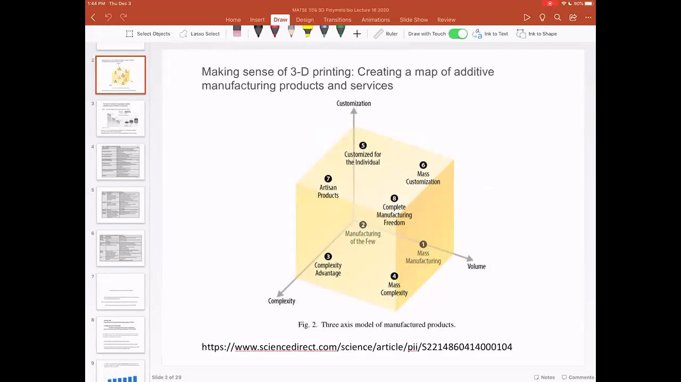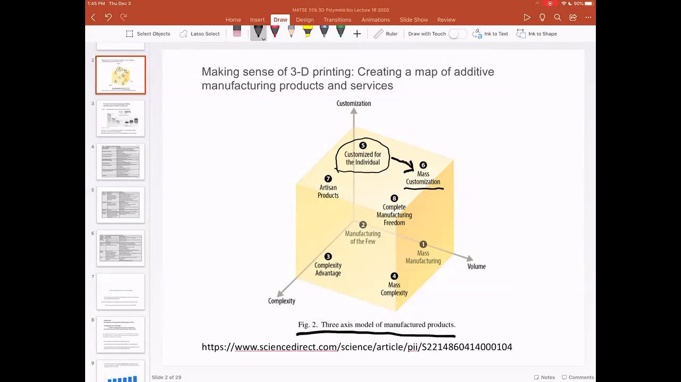So just to recap, if we think about where additive is used in different products and industry, we can use this rubric right here, or this 3-axis model of manufactured products. What's interesting is that lots of biomedical devices are customized for the individual. In a lot of cases, you're doing mass customization. Every hearing aid is a little bit different because everybody's ear or the shell is a little bit different, and they're all custom fit. Same with braces, same with dentures. And so there's a lot of mass customization that's possible.